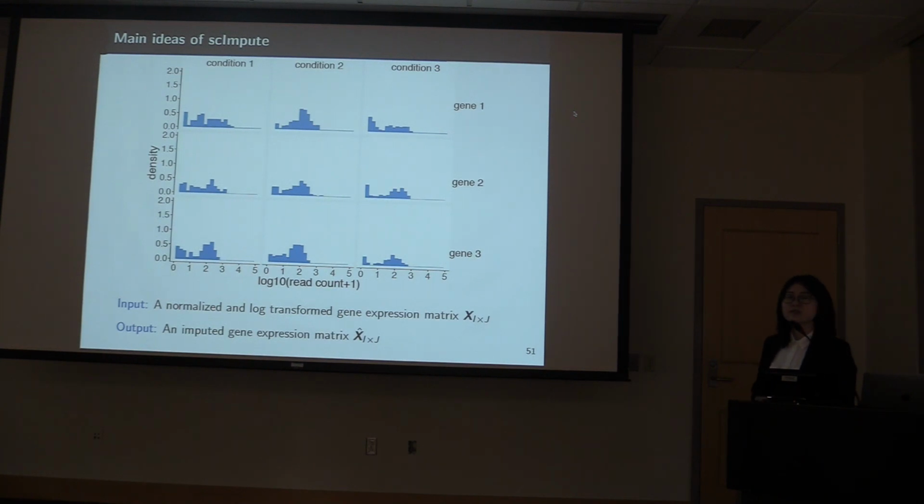So all the three genes are from the same cell, right? No, from the same type of cell, and you have about 200. So I have 3 genes, and I have 3 different subpopulations. And in each subpopulation, I have around 200 cells.